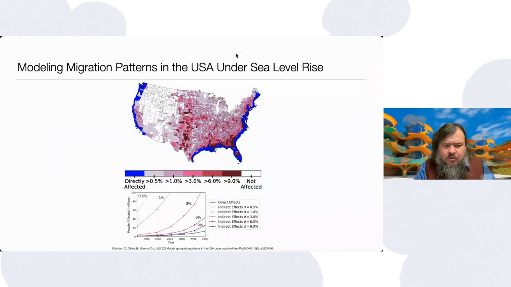I mentioned human movements. Now, I picked the USA here, but I could have just as well done this with some other regions of the world. The World Bank has equivalent. I just want to show just one source of migration patterns.